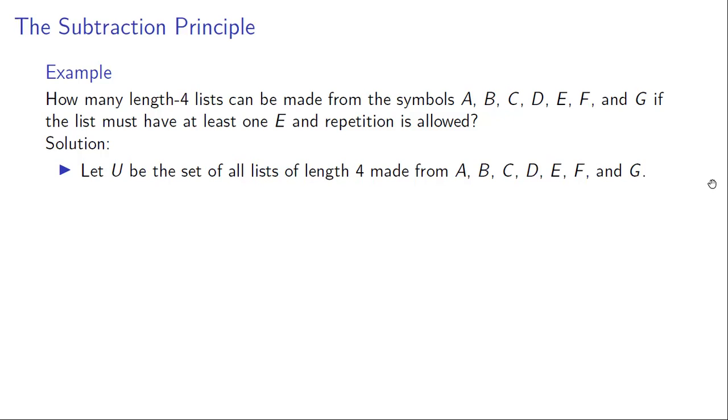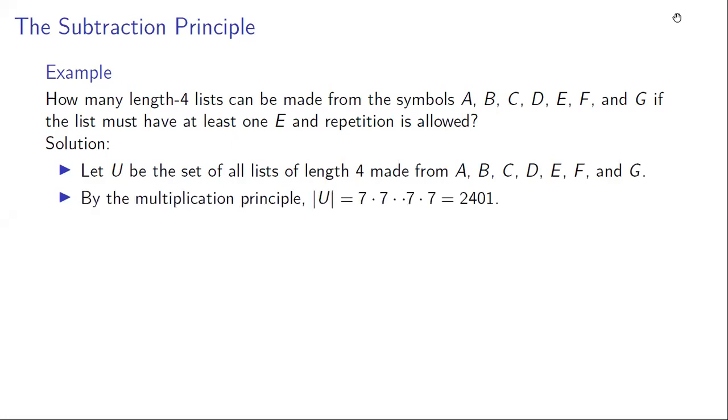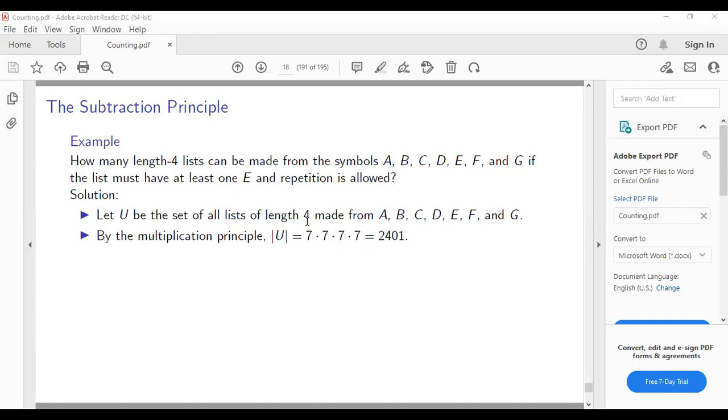Whether they contain any E or not, any list of length 4 made from these symbols, that's the universe. So the universe is much larger than what we're interested in. It includes lists that have E and lists that don't have E. That's the large outer set. By the multiplication principle, the cardinality of U is 7 times 7 times 7 times 7, because for each list we have 7 choices for each entry.